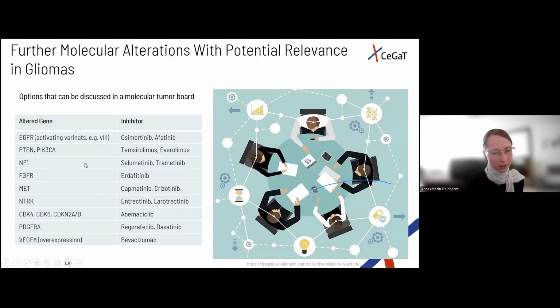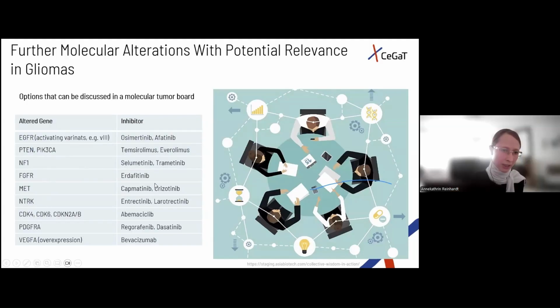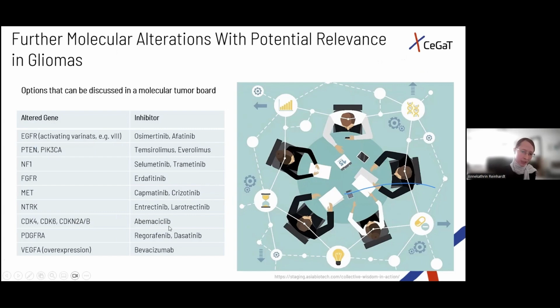NF1 alterations can occur in low-grade gliomas, but also in high-grade gliomas, where you have the possibility to give MEK inhibitors. FGFR, MET, and also NTRK can qualify for FGFR, MET, or NTRK inhibitors. Then we have alterations in the CDK pathway, where you can give CDK inhibitors, for instance, abemaciclib. Then we have PDGFRA amplifications or activating mutations, where you can consider regorafenib or dasatinib.